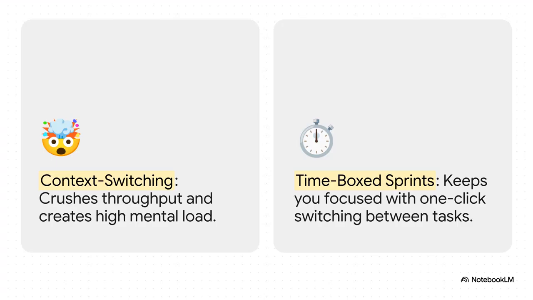On one side, you've got constant context switching, jumping between DMs, then ads, then comments. It absolutely crushes your productivity and your brain power. But on the other side, you've got the solution, time-boxed sprints. You dedicate, say, 30 minutes just to hammering out DMs. Then, with one click, you switch over to your 60-minute ad-checking sprint. It's all about deep focus instead of shallow multitasking.